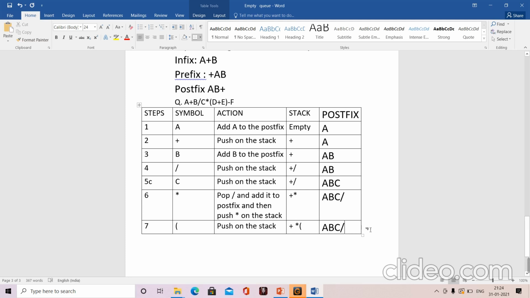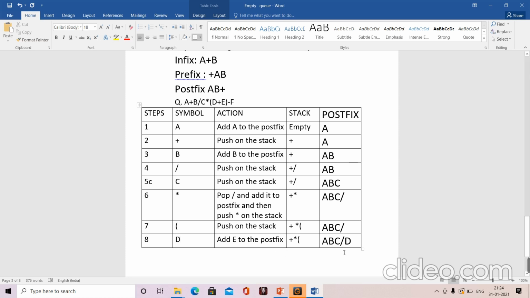All right, then what is the next thing? We have an operand here, E, right? Add E to the postfix. There are no changes to the stack. So A, B, C slash and E will be added. Wait, it's not E, it is D. It should be D, not E.